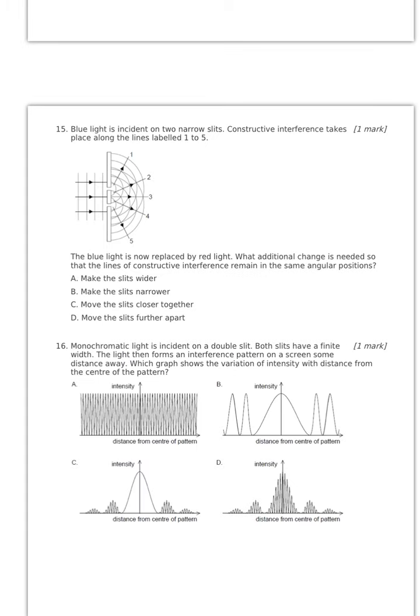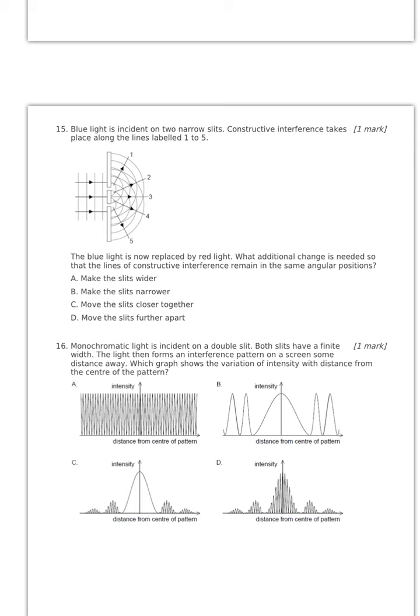Okay, number 15, we have a two-slit interference pattern. It says blue light is incident on two narrow slits. Constructive interference takes place along the lines labeled 1 to 5. So along those lines, constructive interference happens, which means those must be antinodal lines. So the blue light is now replaced by red light, so a different wavelength. What additional change is needed so that the lines of constructive interference remain in the same positions?